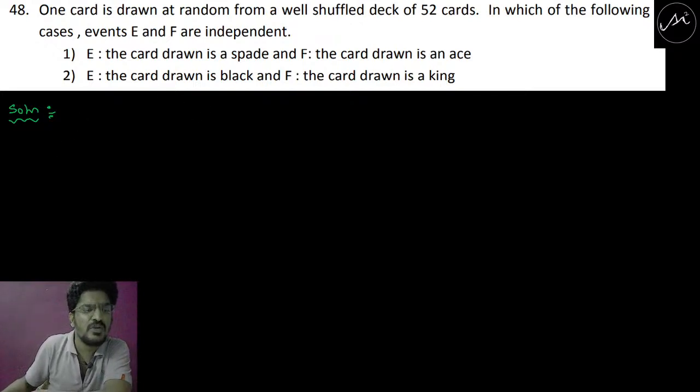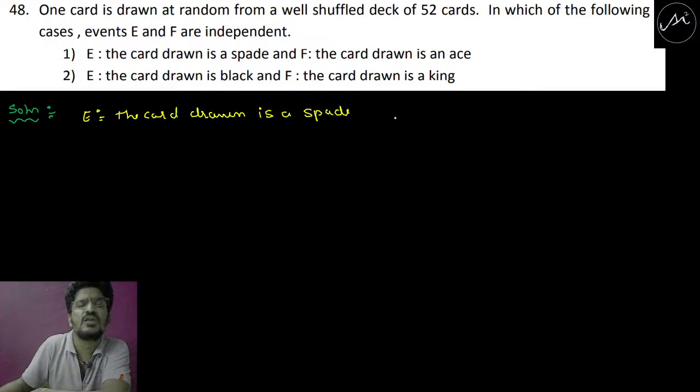So you just see question number 48. One card is drawn at random from a well shuffled deck of 52 cards. So that means in total there are 52 cards, in which the following cases, events E and F are independent. What is event E? The card drawn is a spade.